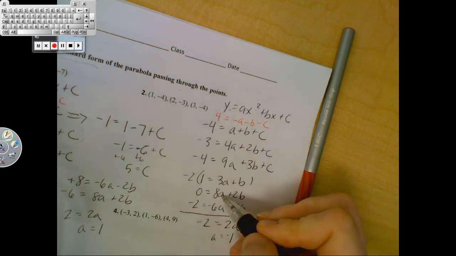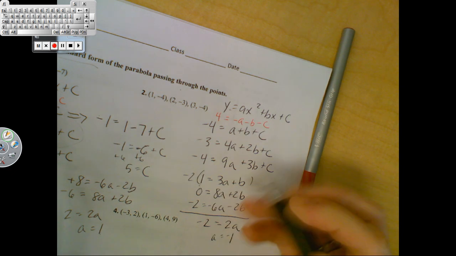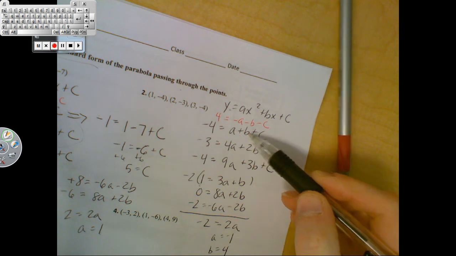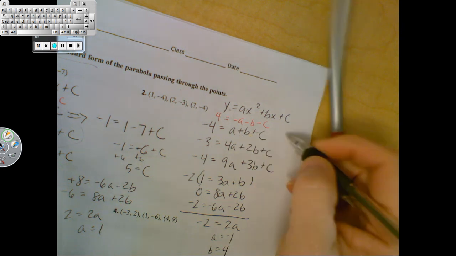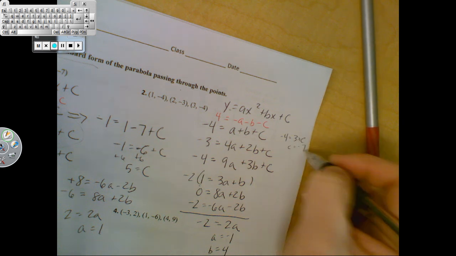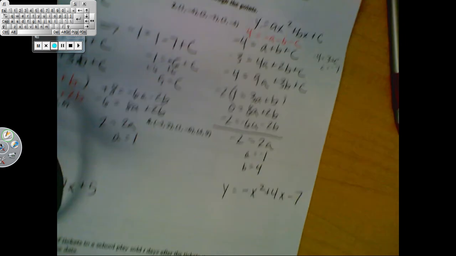If I put in -1 for a here, I get -8. Add it to both sides. 8 equals 2b. B equals 4. Come back up here. If a is -1 and b is 4, that's 3. So I have -4 equals 3 plus c. So c is -7. So then the equation is y equals -x squared plus 4x minus 7.